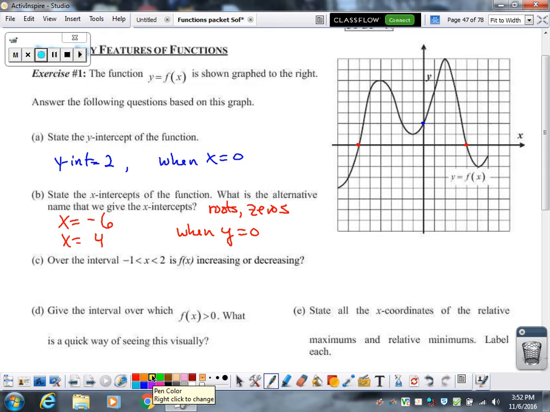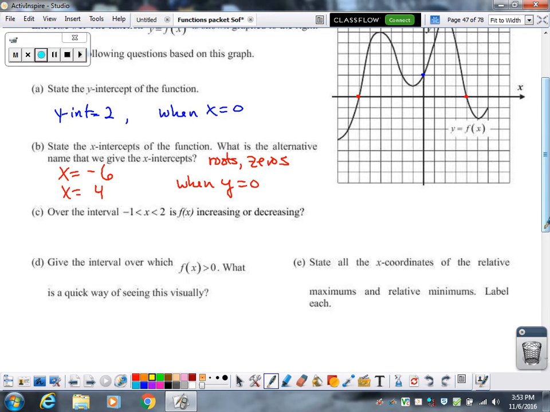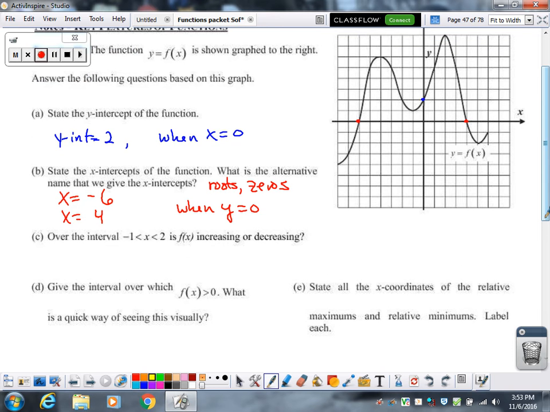Next question is asking us to determine, is the function increasing or decreasing over the interval from -1 to 2? Notice we're using the x values to find the interval. So from x equals -1 to 2, and because we read our graph from left to right, we notice that the y values are increasing. Therefore, the function is increasing over the interval -1 to 2.